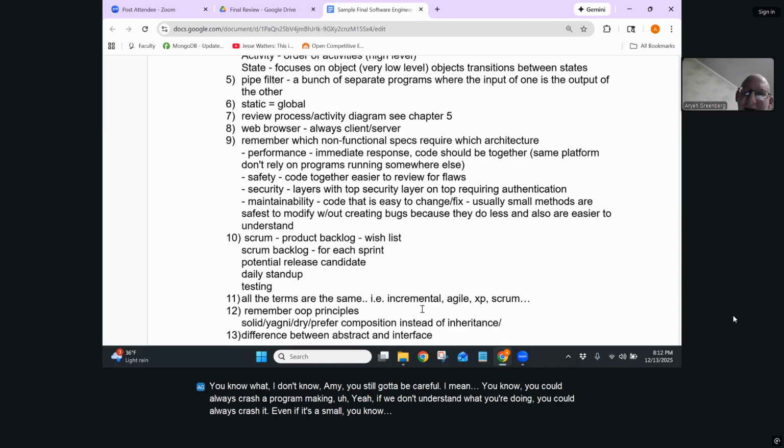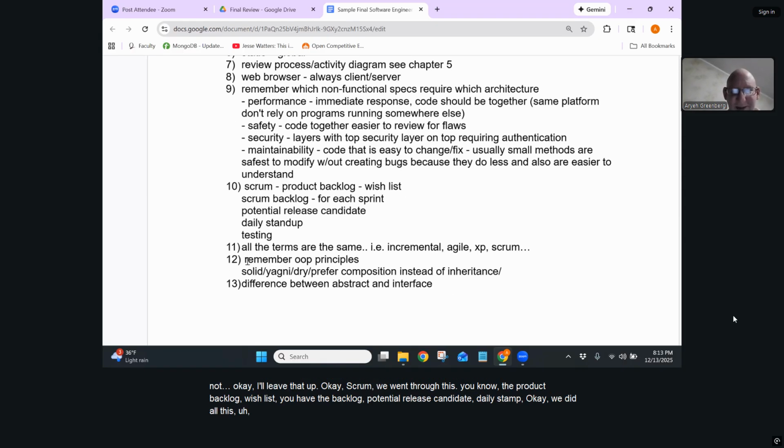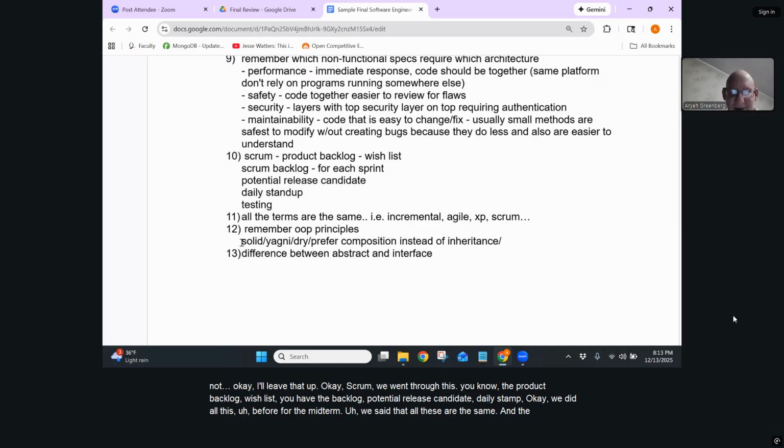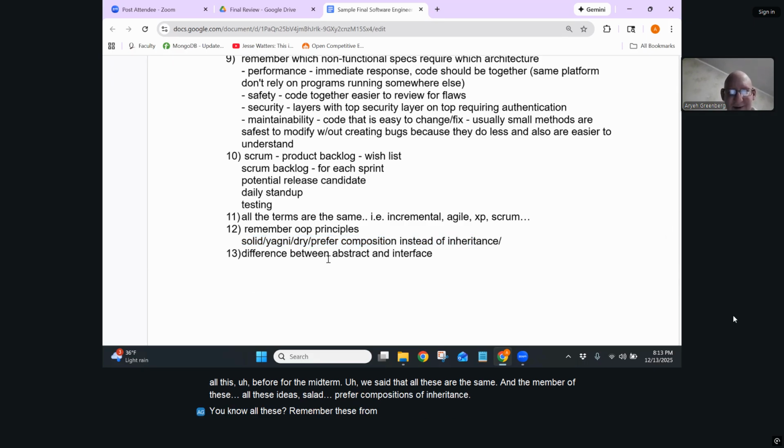And another thing. Okay, Scrum. We went through this. You have the product backlog, the wish list. You have the backlog, potential release candidate, daily stand-up. We did all this before for the midterm. We said that all these are the same, and remember all these ideas: SOLID, prefer composition over inheritance. Do you remember these from before?